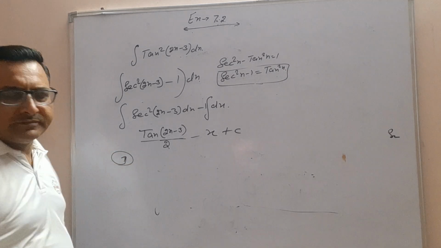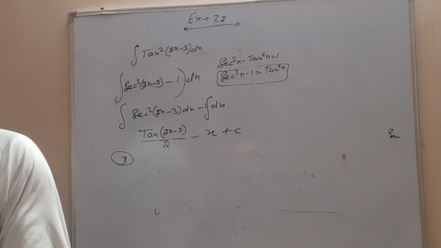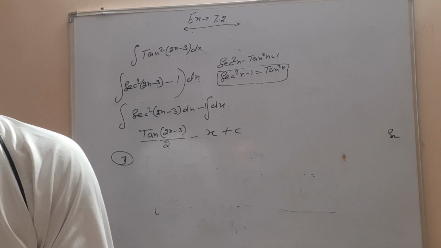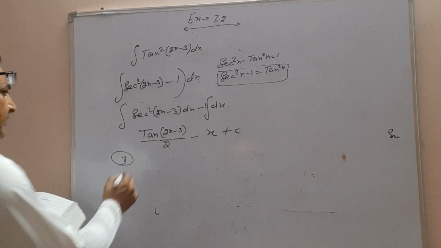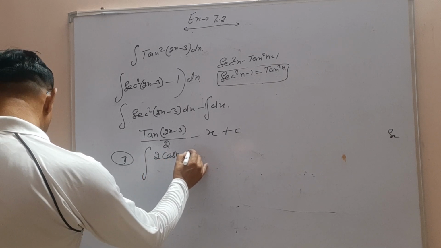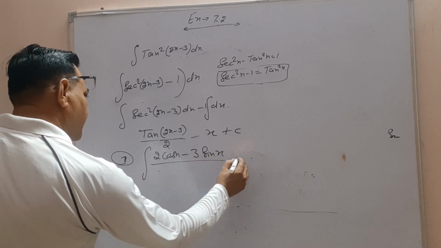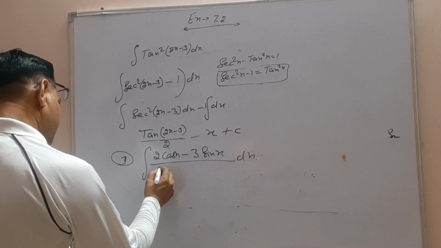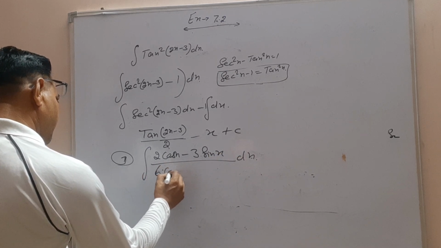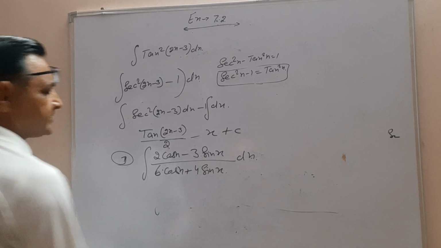Next one: integrate (2 cos x minus 3 sin x) upon (6 cos x plus 4 sin x).